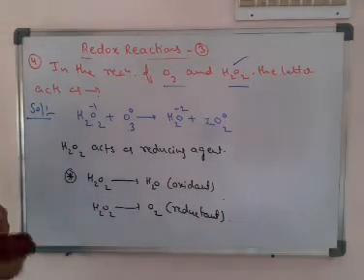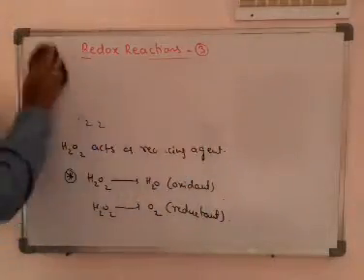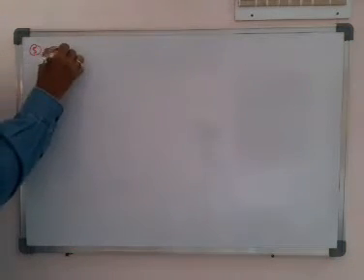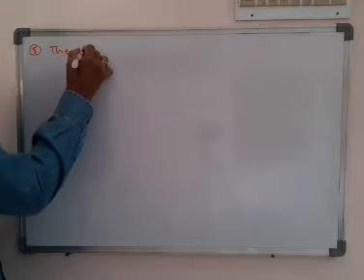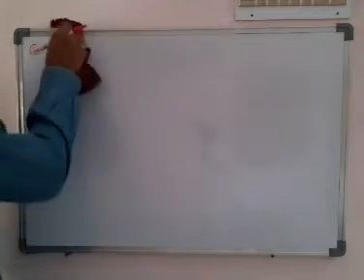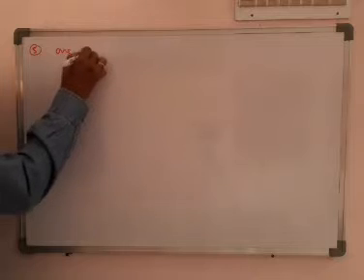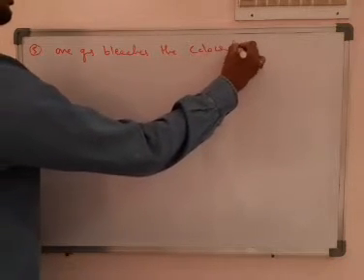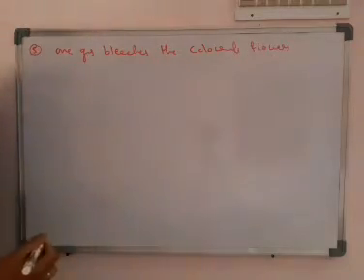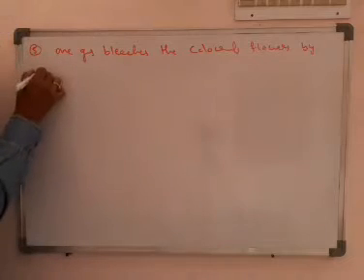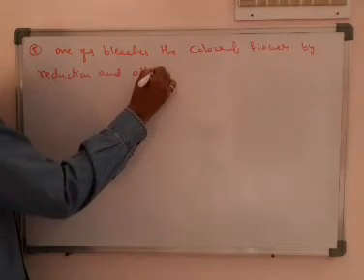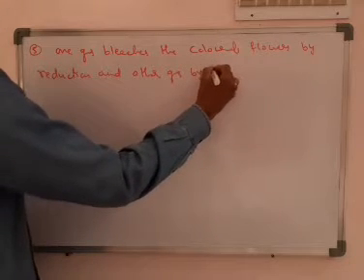See question number 5. The question is: one gas bleaches the color of flowers by reduction, and the other gas by oxidation.